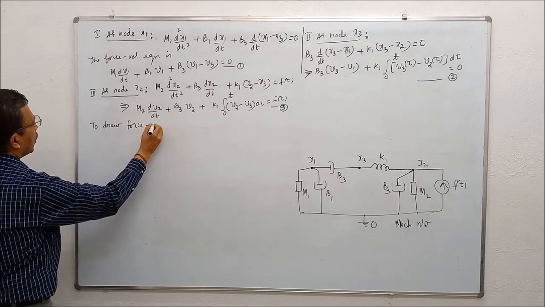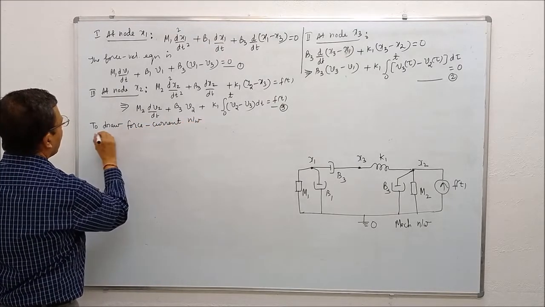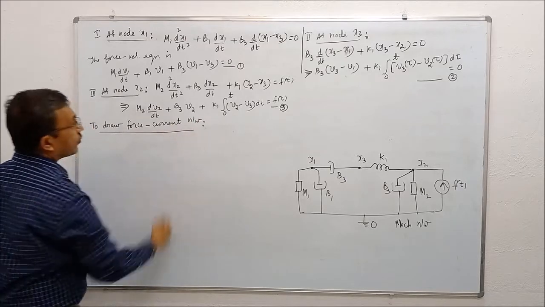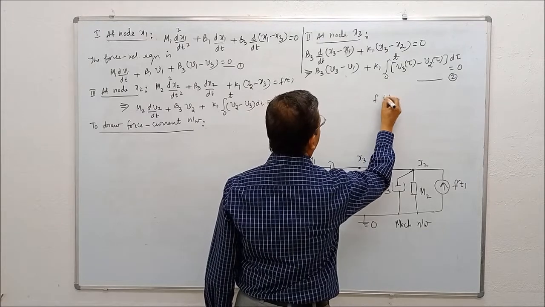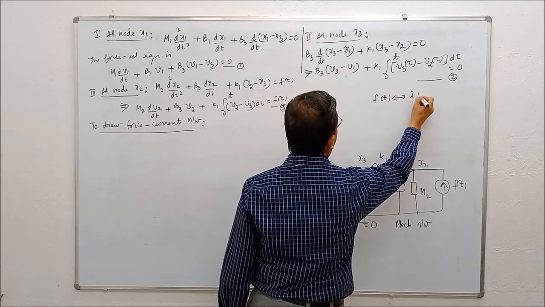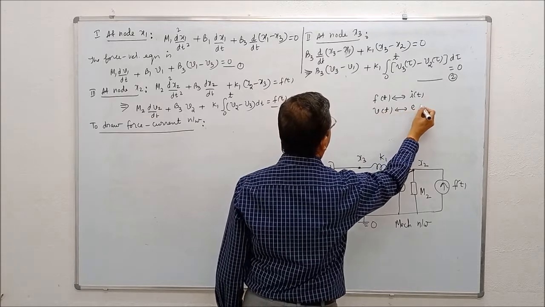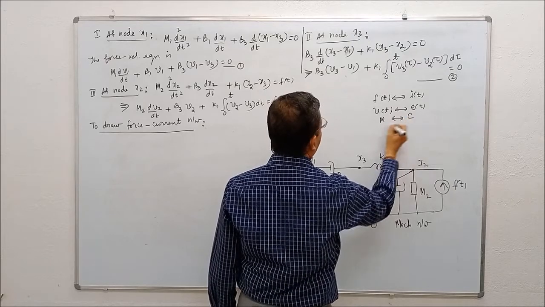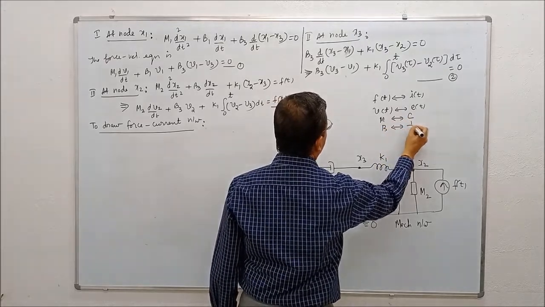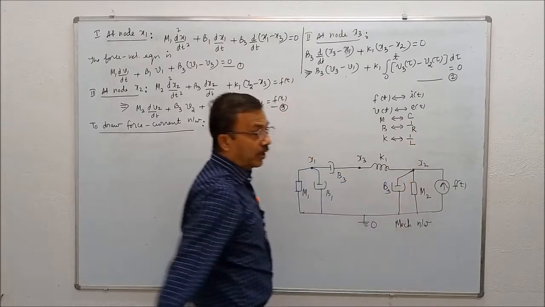To draw the force current network, remember this set. Force is equivalent to current. Velocity is equivalent to voltage E of t. M is equivalent to C. B is equivalent to 1 by R. K is equivalent to 1 by L.